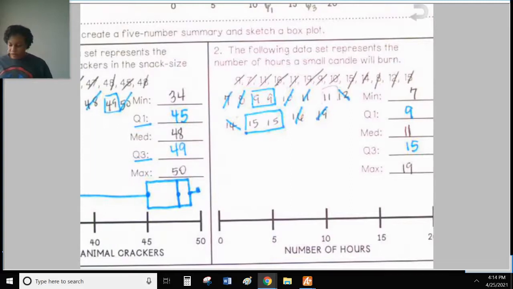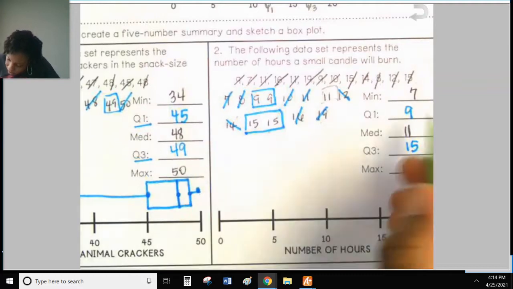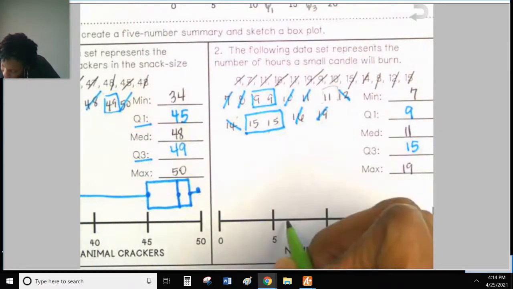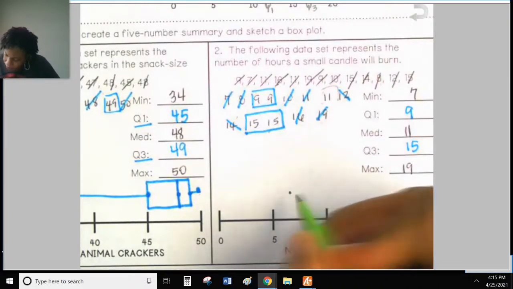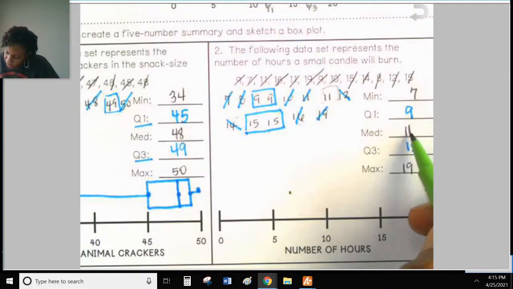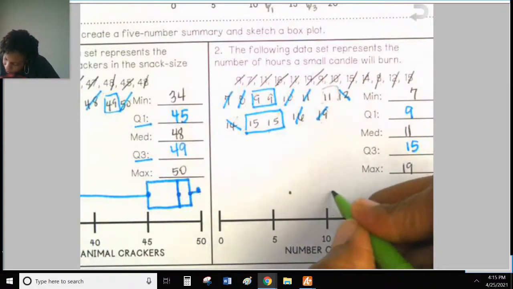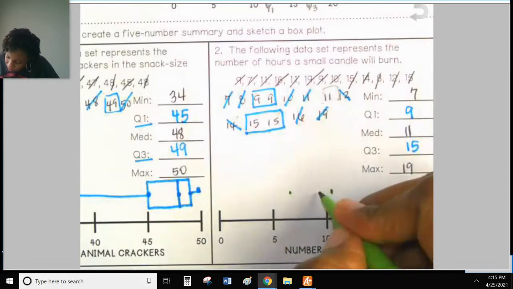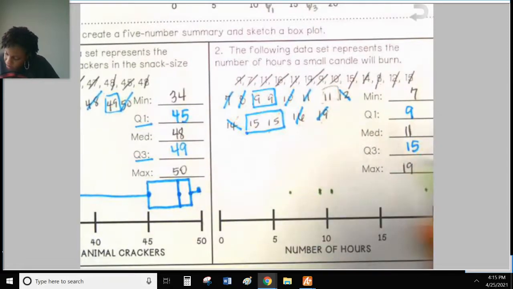So we're going to do just like we did last time. We're going to place our dots. So min is 7. Let's see, 5, 6, 7. Put it about maybe here. Max is 19, so it'll be right here. Median is 11. I'm going to make that here. Q1 is 9. So that's there.